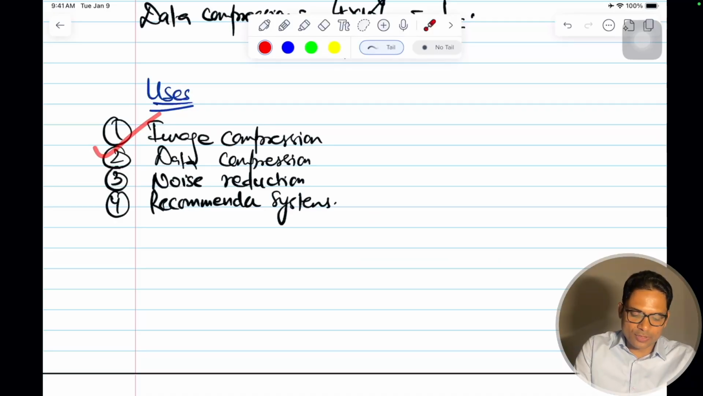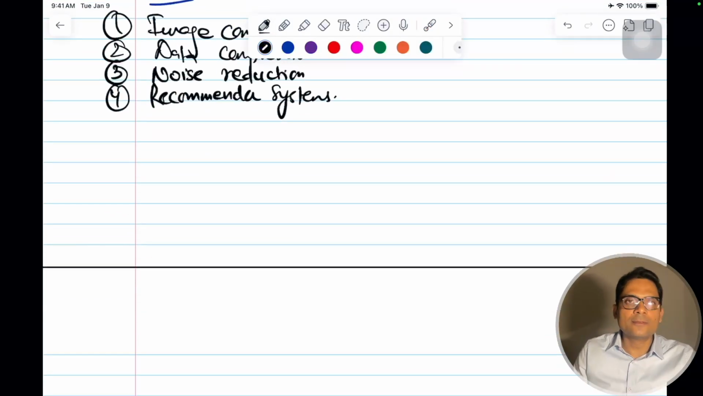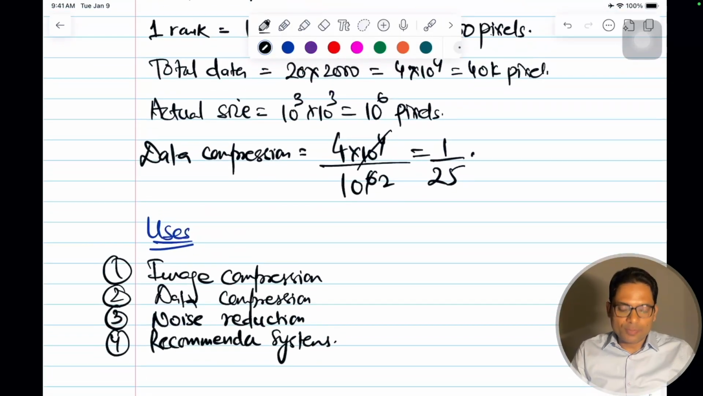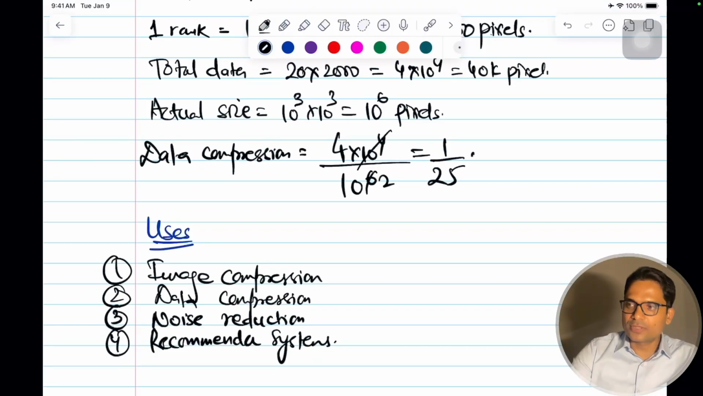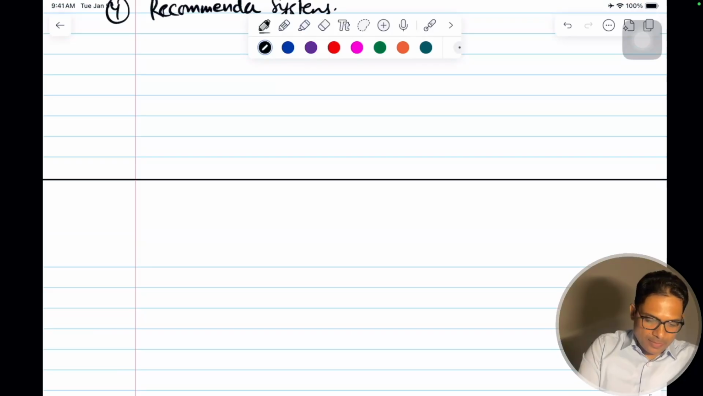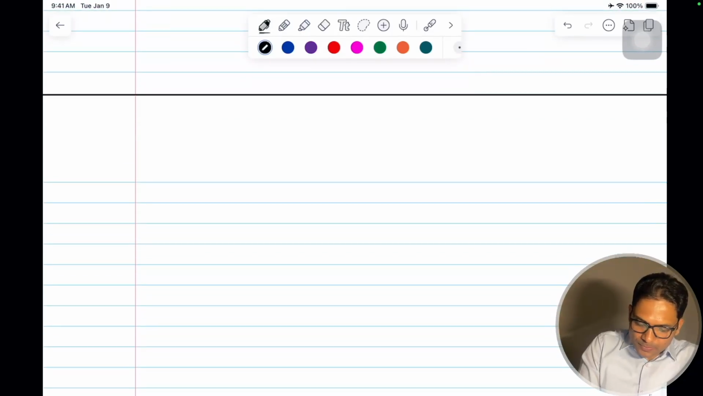Image compression we have seen, noise reduction I told you, recommender systems I told you, and now let's see data compression. I'll give you an example, and that's the second topic of this day, the application of SVD. We saw one example of image compression, and how data compression works is also very famous nowadays. I'll discuss that also.